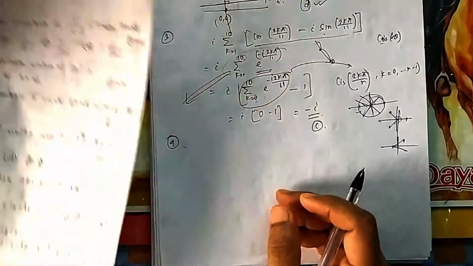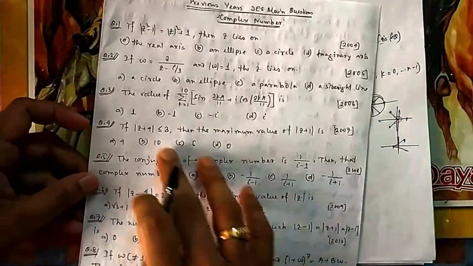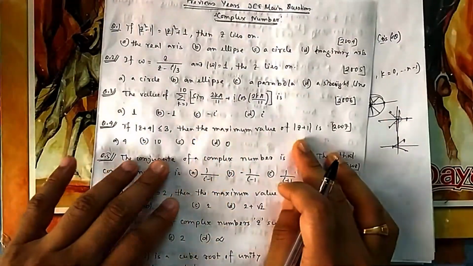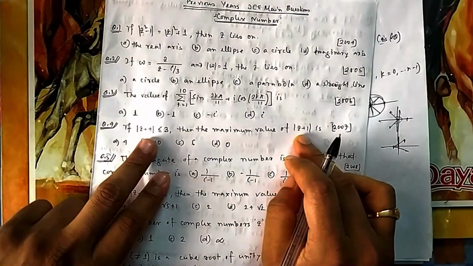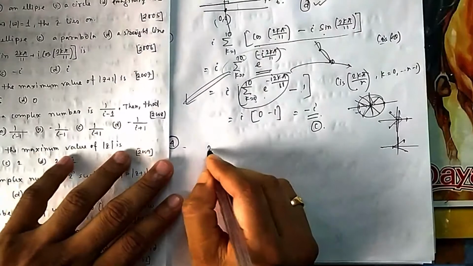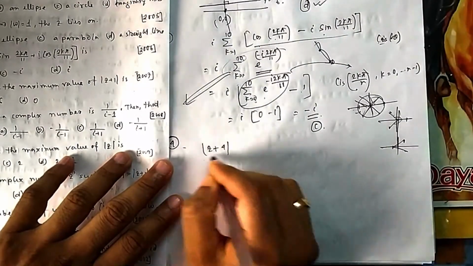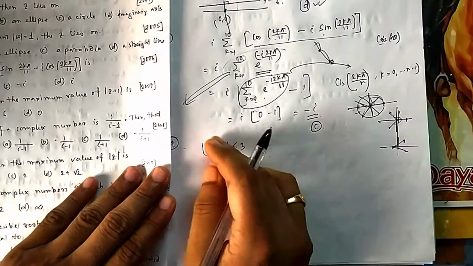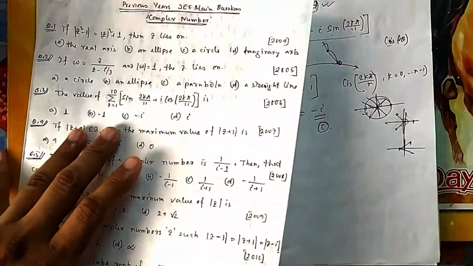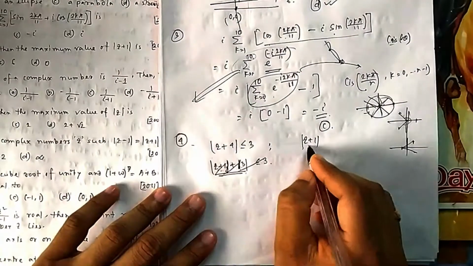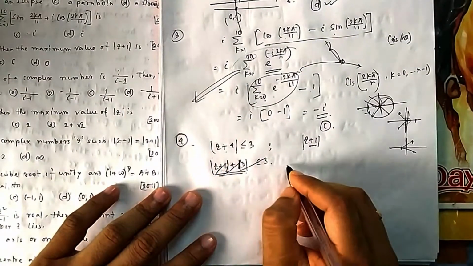Now if you come to question number 4, if mod z is less than, then the maximum value of this one. You can see there is z plus 4, z plus 1. This one we have seen, the triangular inequality. If you get an inequality in complex numbers, you can have an idea that you can apply the triangular inequality. So you have to make z plus 1 out of z plus 4. How will we make it?